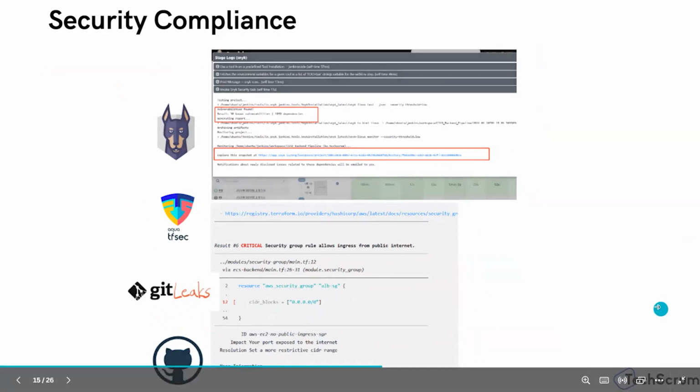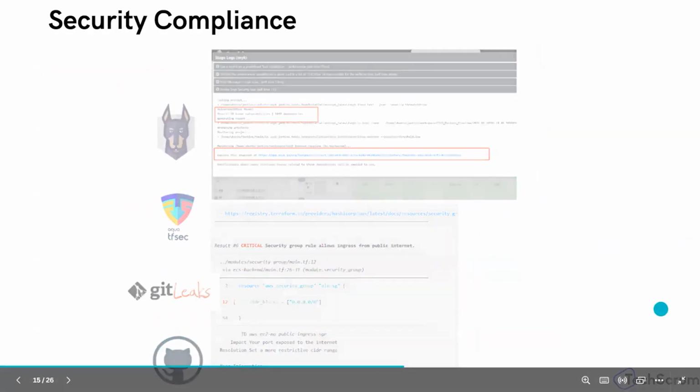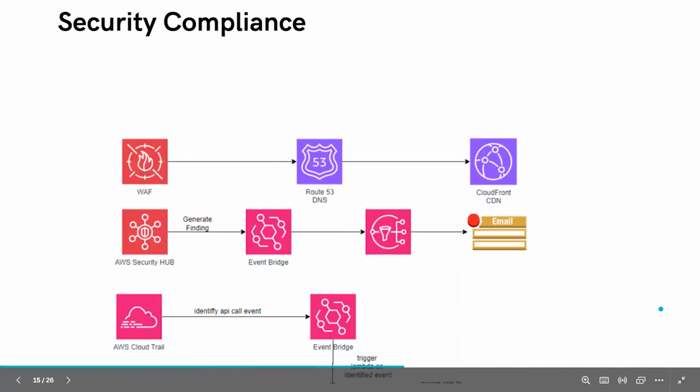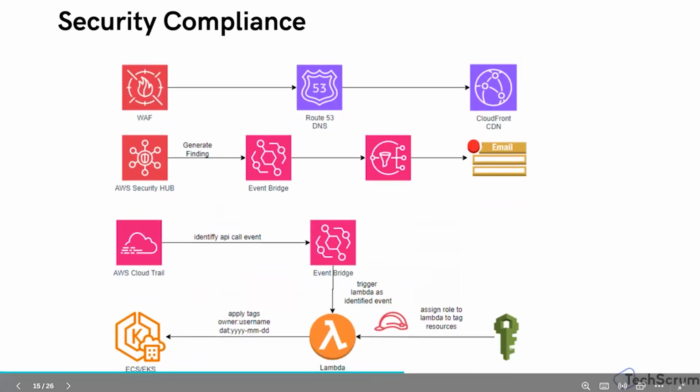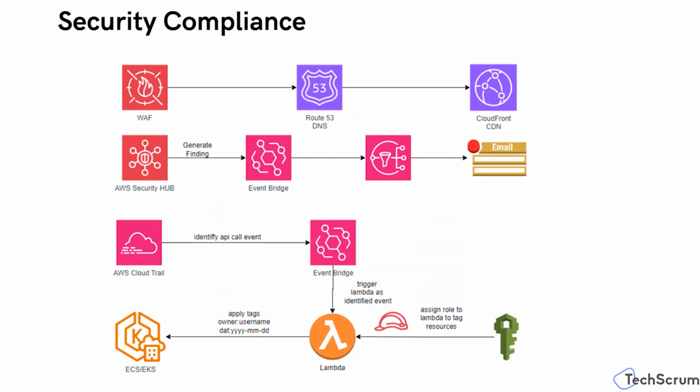Next page. We improve security through various services in AWS. For example, we add WAF before CloudFront and integrate AWS Security Hub to send a notification when a critical alert is found. AWS CloudTrail is used for security analysis and auditing. Through AWS CloudTrail, we record API call events to trigger Lambda that automatically tags containers in ECS and EKS.